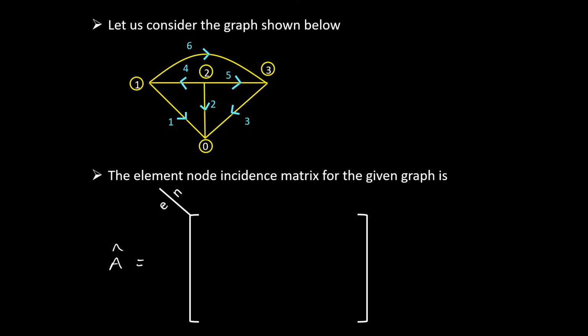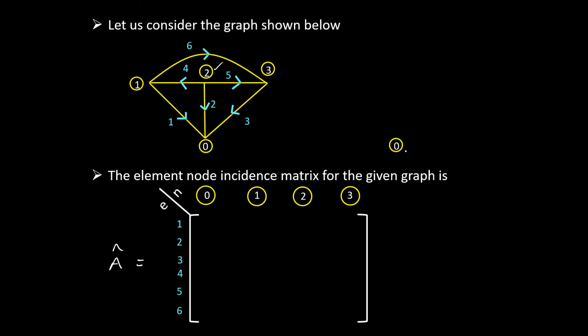Now let us represent the number of elements row wise. We have 6 elements, so let us mark those elements 1, 2, 3, 4, 5 and 6. And coming to the number of nodes, we have 4 nodes, 0, 1, 2 and 3. Whenever we are forming any incidence matrix, we should fill the numbers node wise. That means we should look at node 0 first. How many transmission lines are connected? Based on that, we should fill up these matrix values.